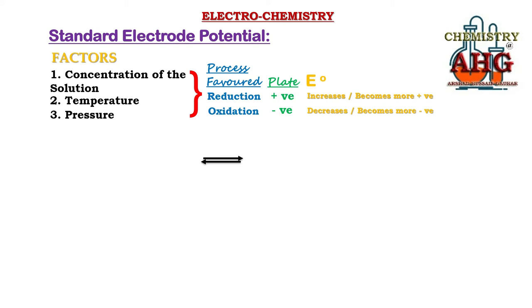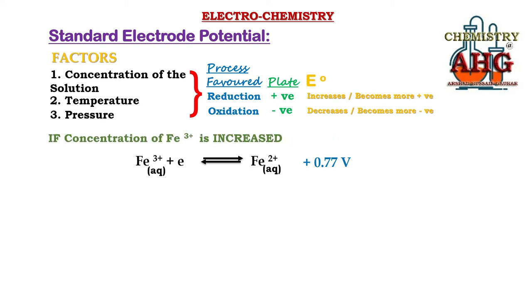Okay, let's look at this half cell. This is a half cell containing Fe3+ and Fe2+. Its standard electrode potential is positive 0.77 volt. And if it is asked what will happen to the standard electrode potential of this half cell if the concentration of Fe3+ is increased, you can see in the given equation that Fe3+ is present on the left hand side. When the concentration of Fe3+ is increased, the equilibrium position will be shifted toward the right hand side.